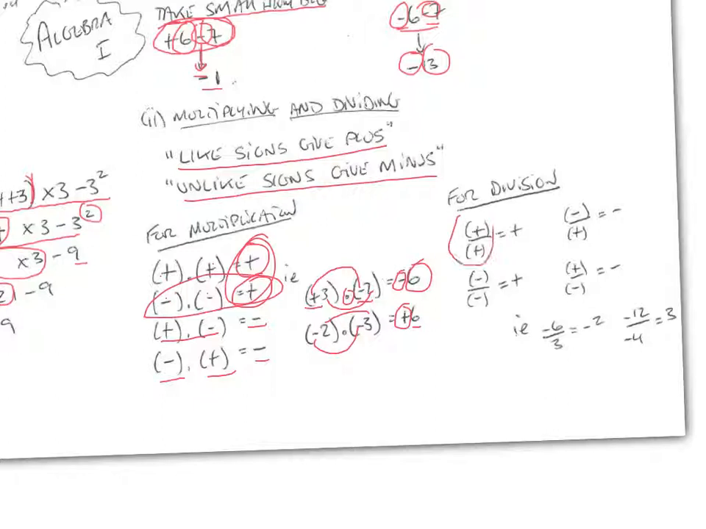Like signs, a plus divided by a plus gives a plus, and minus divided by a minus gives a plus. Minus divided by plus is negative, plus divided by minus is negative. So minus 6 divided by 3, that's negative and this is positive, they're unlike, so they give minus. 6 divided by 3 is 2. Minus 12 divided by minus 4, minus and minus are like signs, they give plus, 12 divided by 4 is 3.